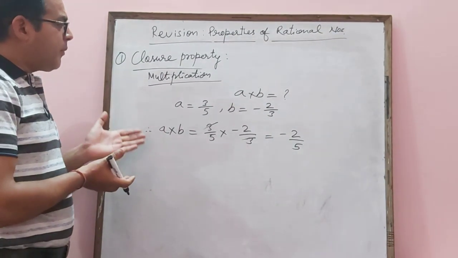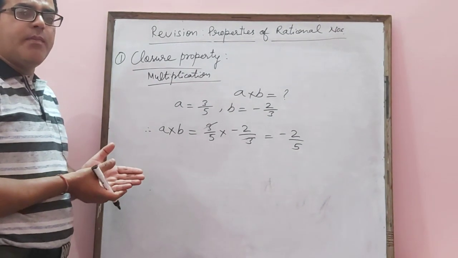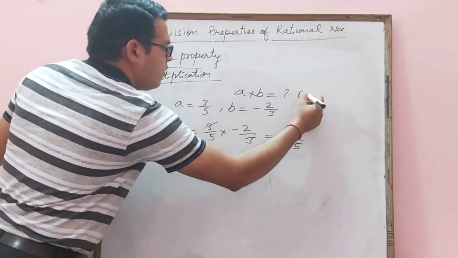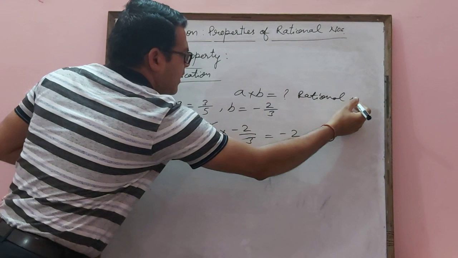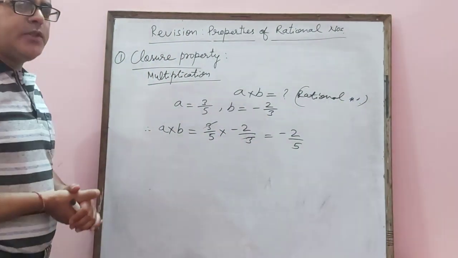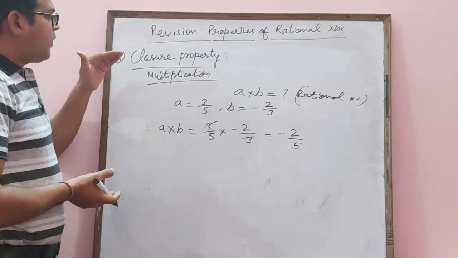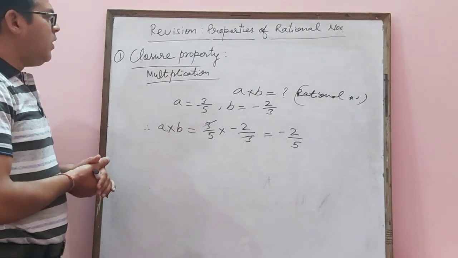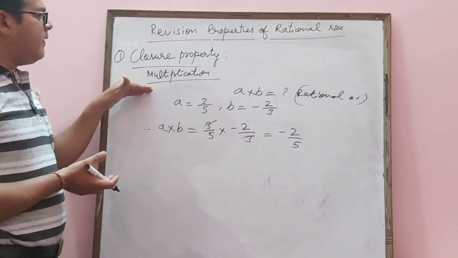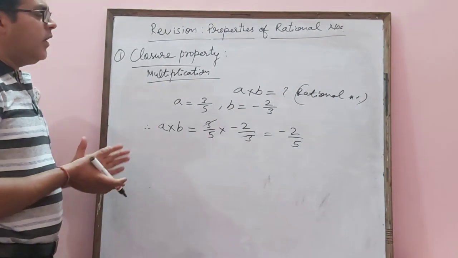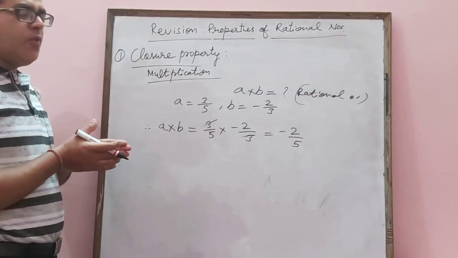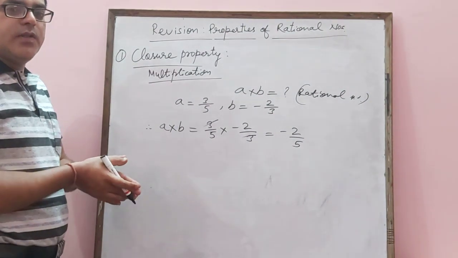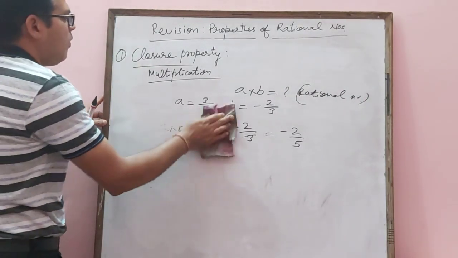So it means the product of two rational numbers always produces a rational number. So here we can write rational number. It means multiplication is also a closed operation, or it satisfies the property of closure. We can say that if we multiply one rational number with another rational number, we will get another rational number. Hope you understand.